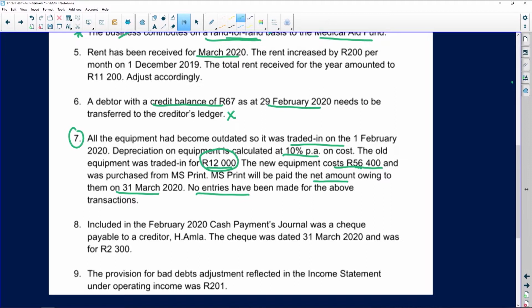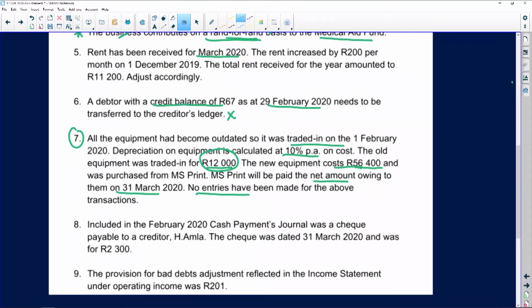Right, so adjustment number 7 was the asset disposal adjustment. I spent quite a bit of time on this particular adjustment, and hopefully it helped you guys revise the concepts around asset disposal. Let's now move on to adjustment number 8.